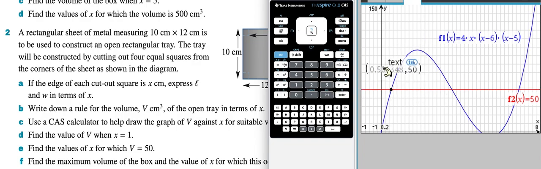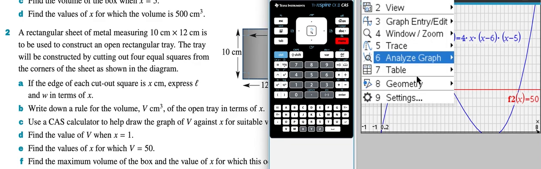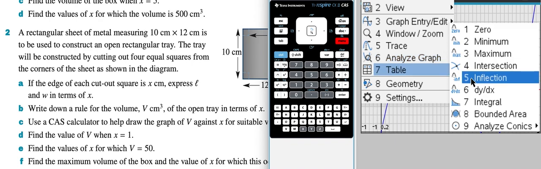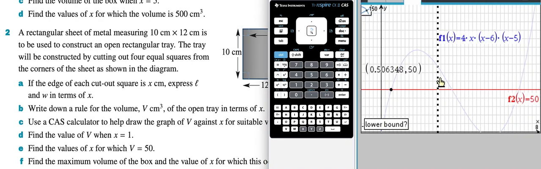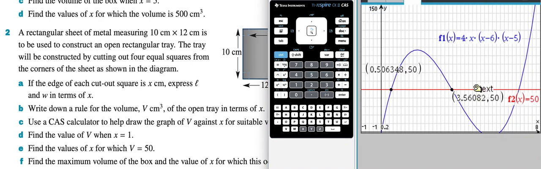So 0.51 if I round to 2 decimal places. I can do the same thing if I do analyze graph intersection and do, okay, so it's 3.56. All right, so there's 2 values for 50. When the volume's 50, it's when x is either 0.51 or when it's 3.56.